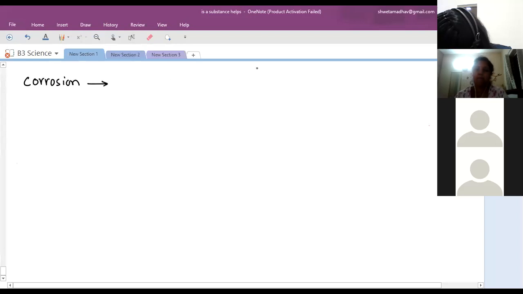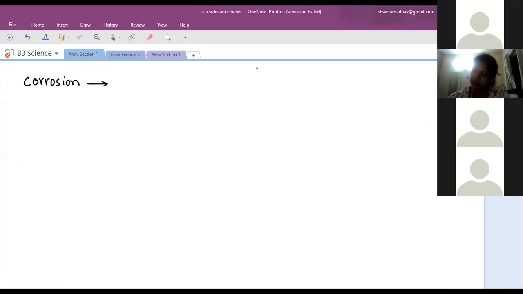Is it rusting, ma'am? Yes, one example of corrosion is rusting of iron. Damaging of any metal. Yes. So when a metal is in contact with moisture, water vapor, or atmospheric gases, what are those gases? They might be oxygen, water vapors, that is moisture, carbon dioxide, sometimes H2S gas, or sometimes oxides of sulfur.